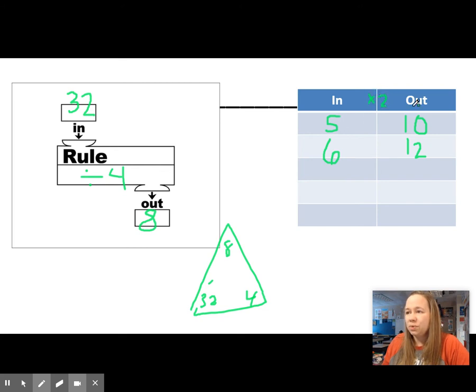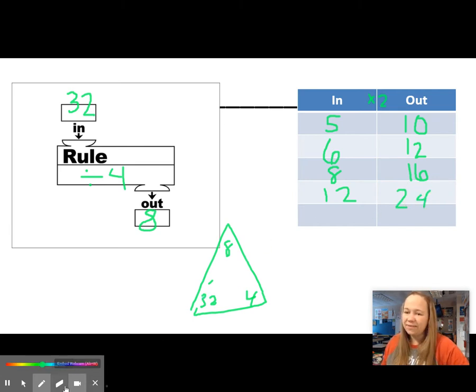I put in a 2 and out comes a 12. How about if I put in an 8? Remember, my rule here is times 2, so out is going to be a 16. What if I put in a 12? Out comes a 24. Well done. Okay, great. Looks like you have the hang of this.